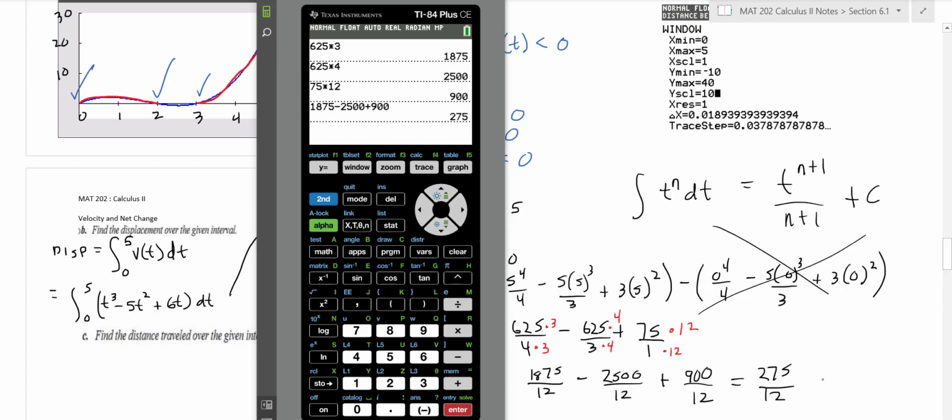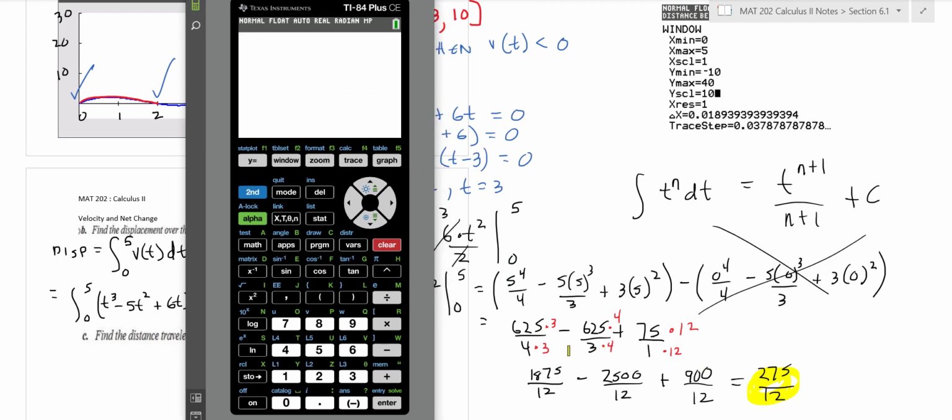And then once you do that, that fraction, I don't think that reduces. Okay. Now, so that would end up being our displacement. That would be the answer to part B. Okay. A couple of things too. You don't always have to do stuff by hand this way. I mean, you could go like this.